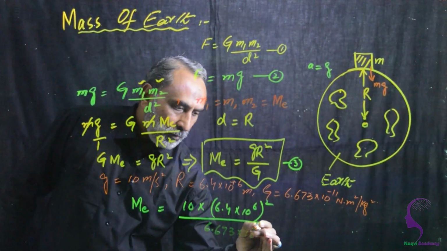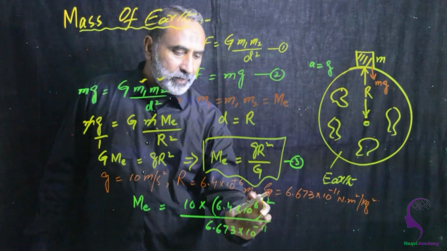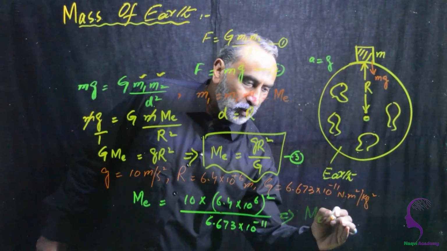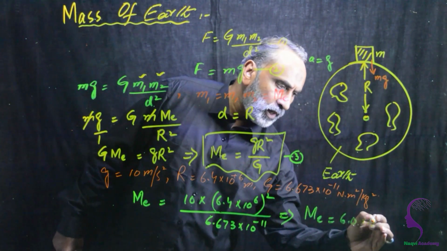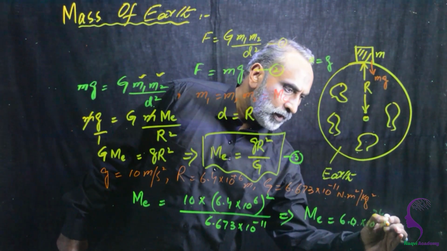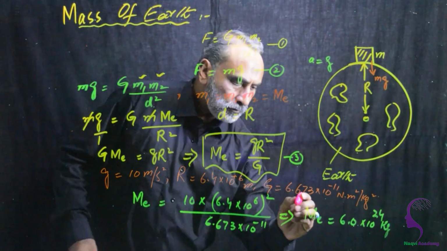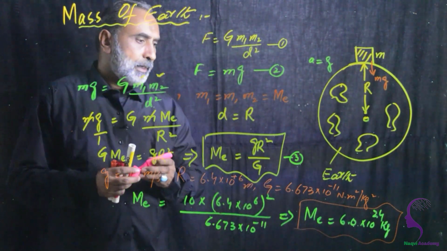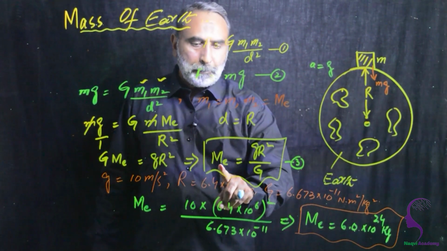6.673 times 10 is power minus 11. You can calculate it by using a calculator, by opening the square and so on. So you can get the mass of the earth as 6.0 or something times 10 raised to power 24 kg. So I hope you can calculate the mass of the earth by applying this formula.